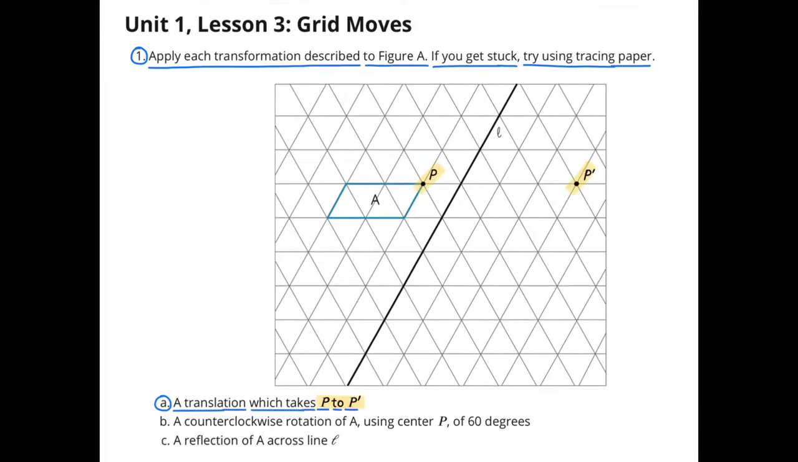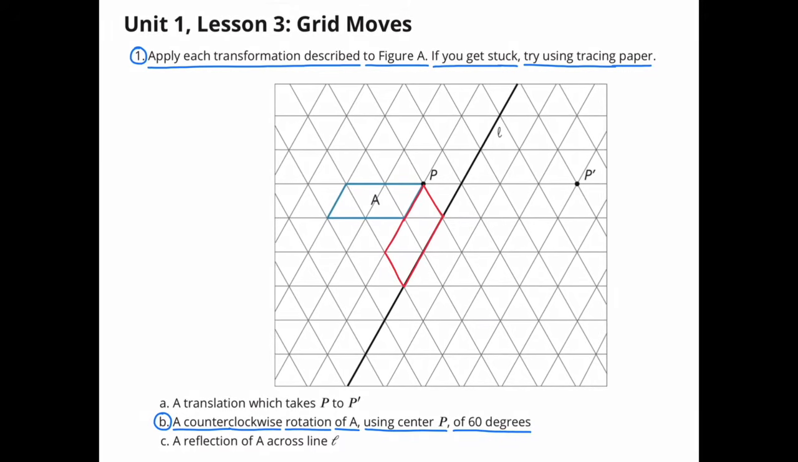A. A translation which takes P to P prime. This translation takes figure A from P to P prime. B. A counterclockwise rotation of A using center P of 60 degrees. This is the new location for figure A after a counterclockwise rotation of 60 degrees.